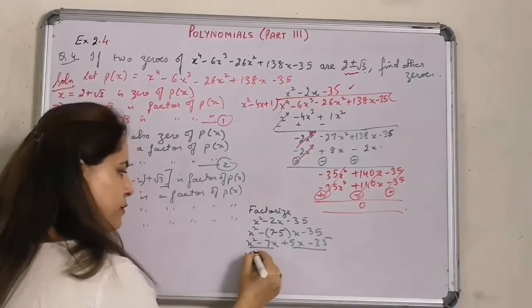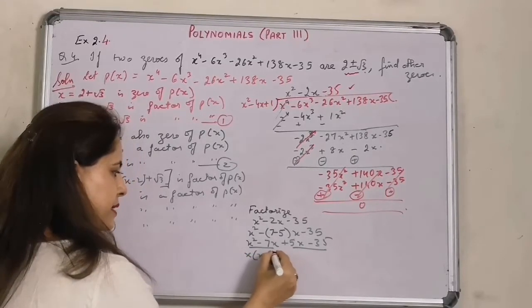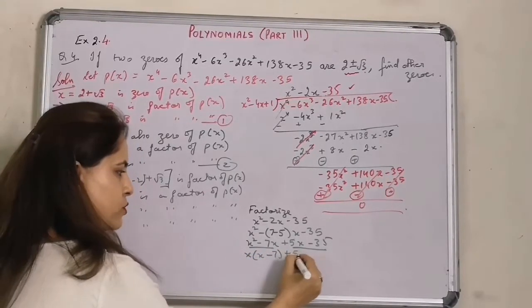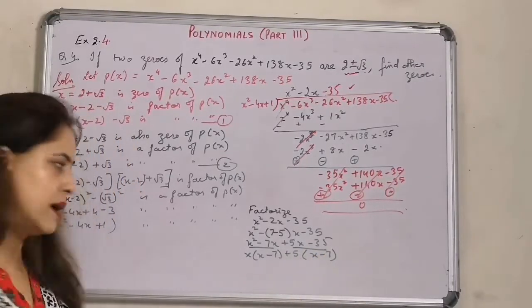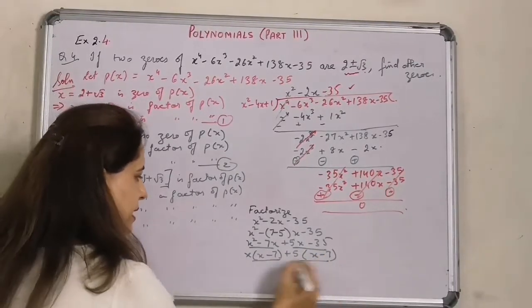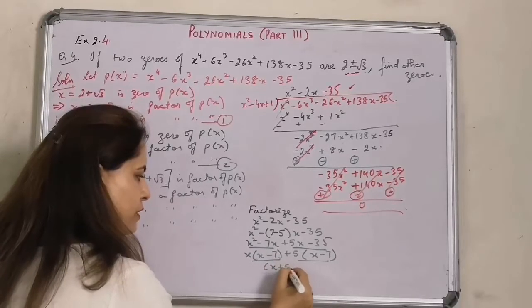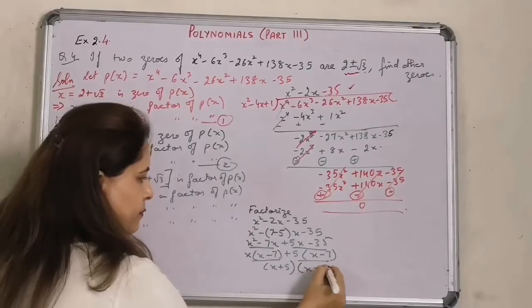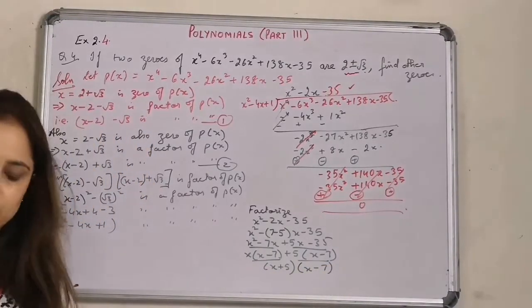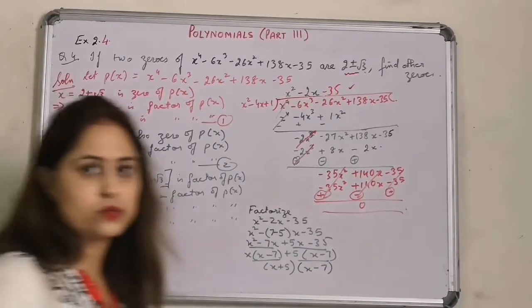After putting them in pairs, from the first pair x minus 7 is common, this is x minus 7 plus 5 is common here, x minus 7. We are on the right track, our bracket is coming the same. So on this side we have x plus 5 as one of the factors and the other factor is x minus 7. So these are the two factors, but we are concerned with the zeros, not the factors.